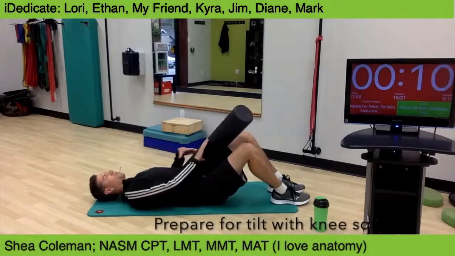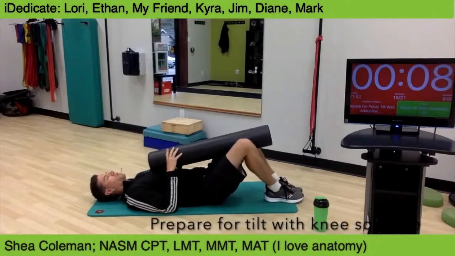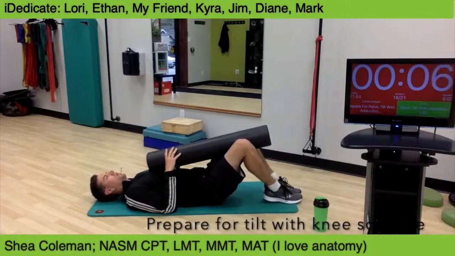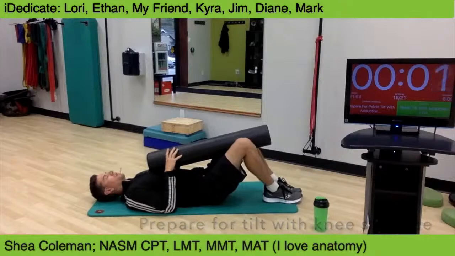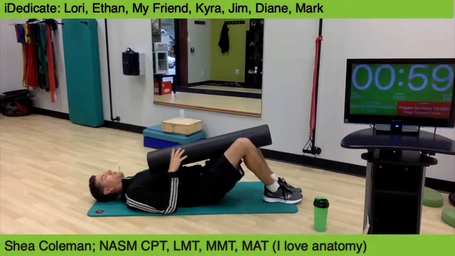Remember to add the foam roller or a cushion here, and it's a 6-step process. Core tight, knees squeeze, lift the feet, set the feet, release the knees, 3, release. 2, 1. Pelvic tilt with adduction.